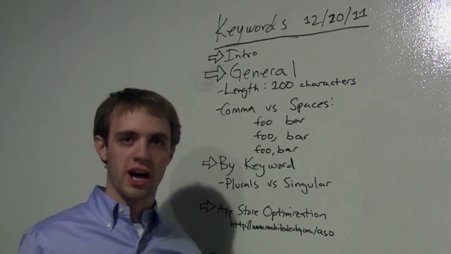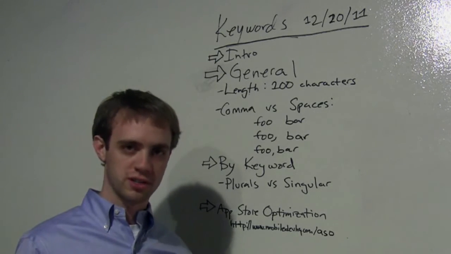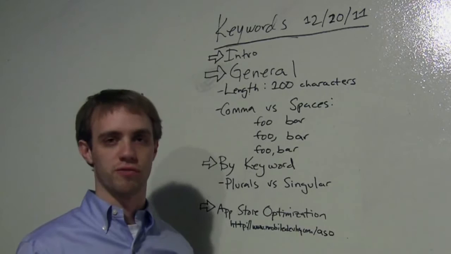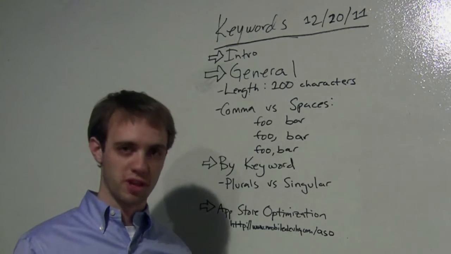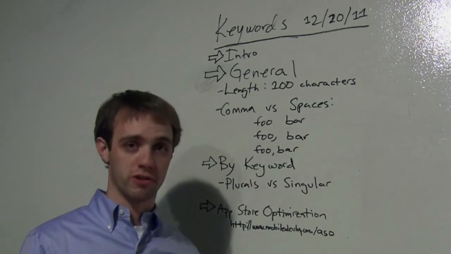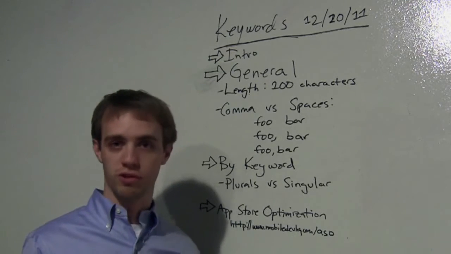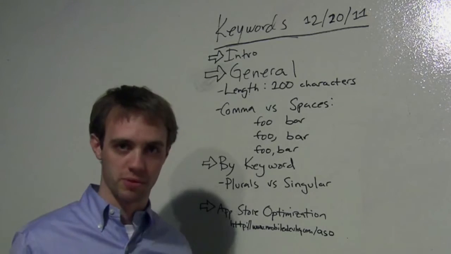So in iTunes, there's only 3 different things that affect your search rankings. The first one is your app name. The second one is your developer name. And the third one are your keywords. So description, reviews, none of that actually matters according to Apple.